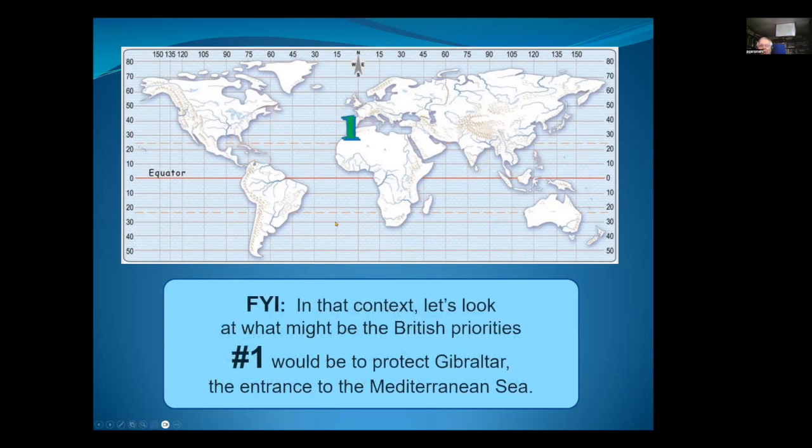So let's take a quick look at what might be British priorities at the time. Priority number one would have been to protect Gibraltar, because Gibraltar was not only the way that British sailors could get into the Mediterranean, it was the way that you could keep French, Italian, Moroccan, and Spanish boats. Those ports were generally all on this coast right here. And if you had a good fort at Gibraltar, you could keep them from getting out and bugging you. So that would be number one priority.